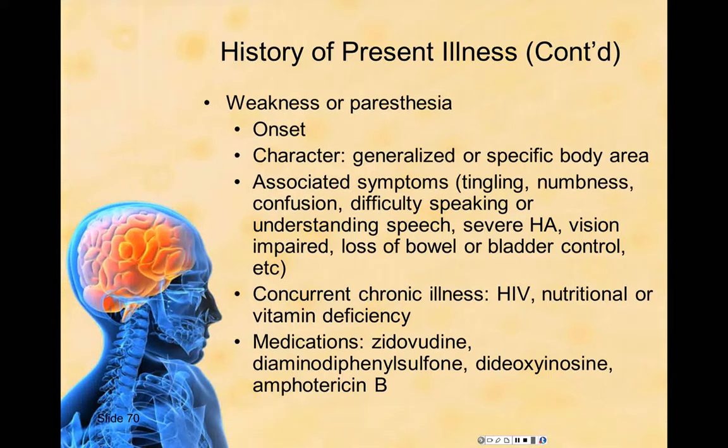We want to think about concurrent chronic illnesses such as HIV. We want to think about their nutritional or vitamin deficiencies. And we also want to take a look at all medications. Some of these particular medicines can cause weakness or paresthesias.